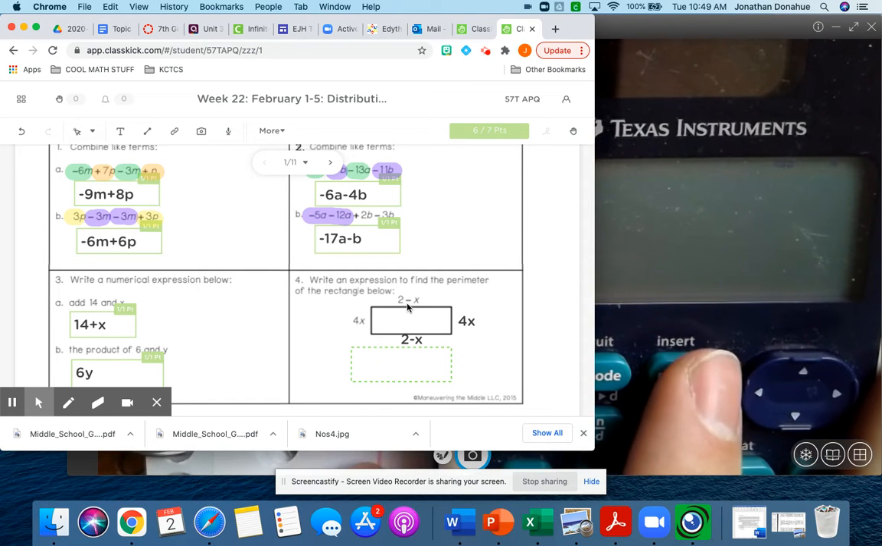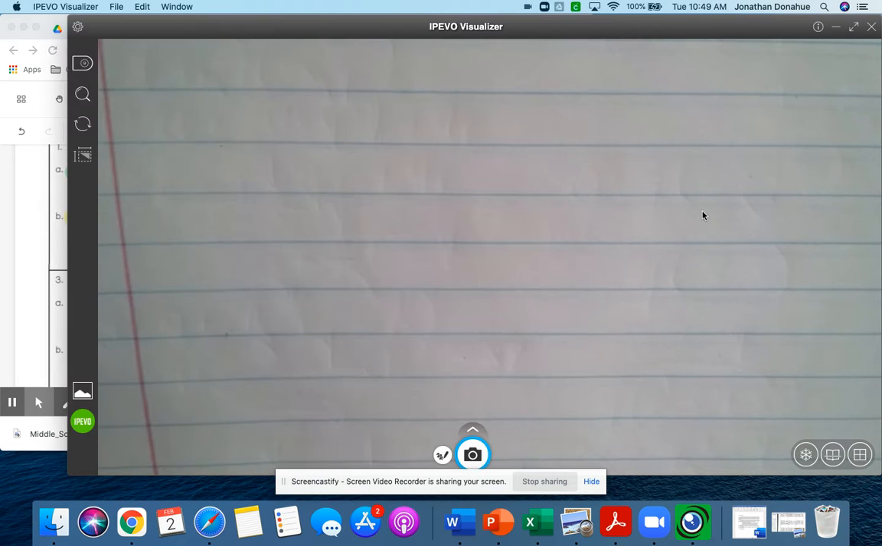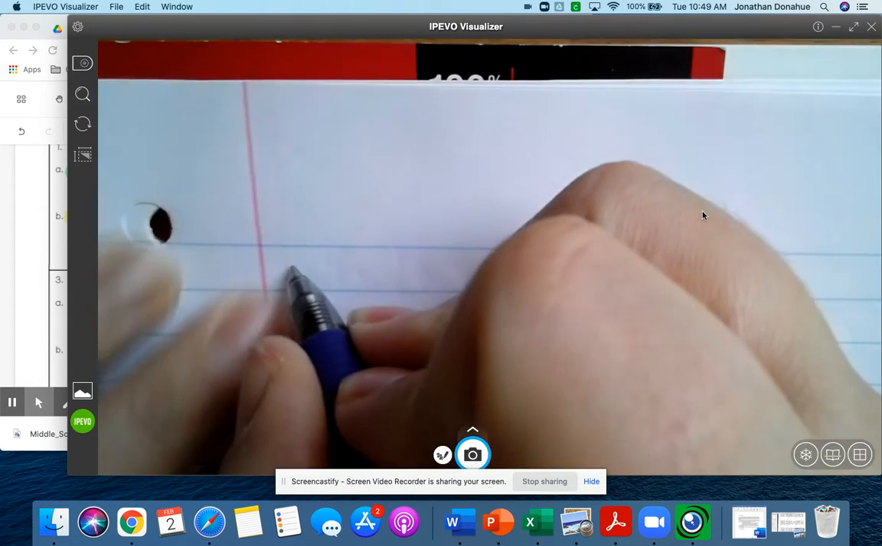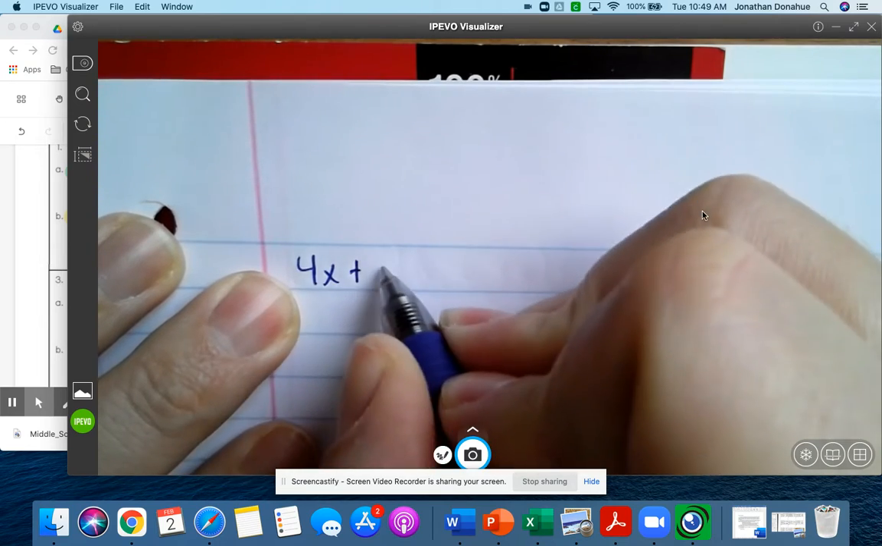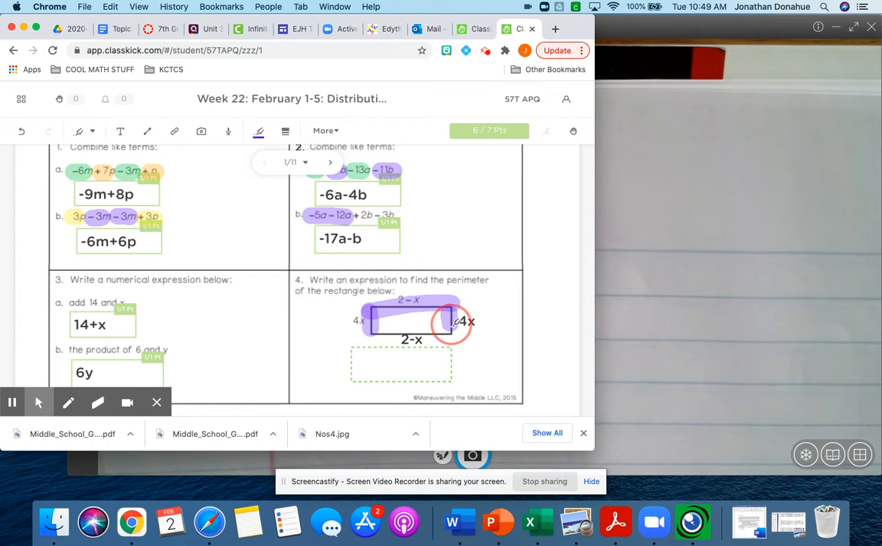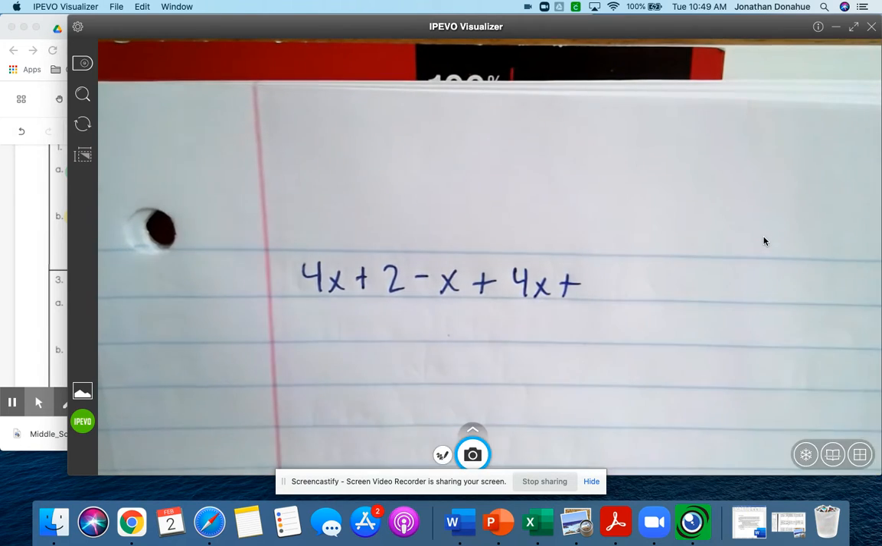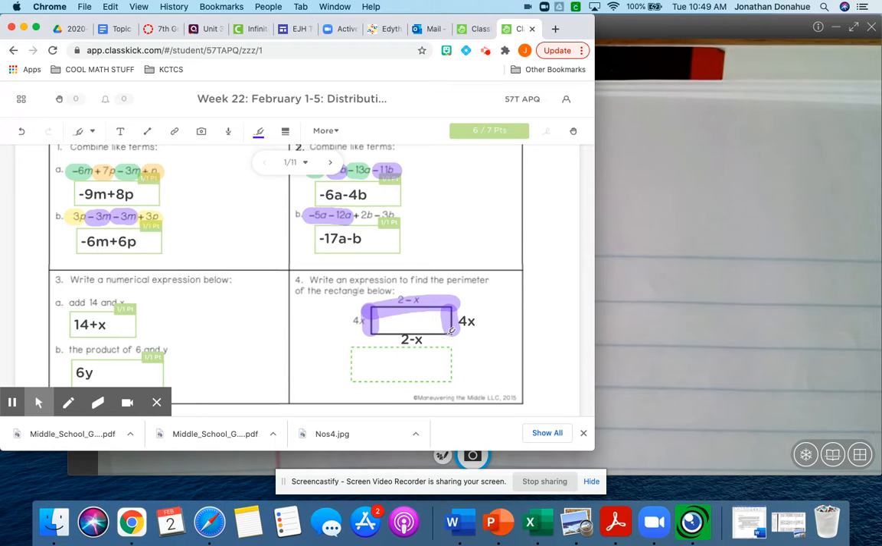How do you find perimeter? Don't you need to add up all the sides, right? So let me grab my highlighter. I'm going to add 4x plus 2 minus x. So let me grab my paper here. 4x plus, and we have to add these sides, 2 minus x plus, what's the next side? 4x. So I'm going to write plus 4x here. Plus, and what's our last side? 2 minus x. Okay, so plus 2 minus x.